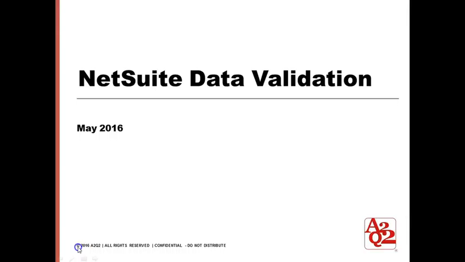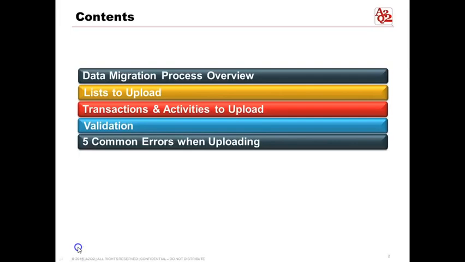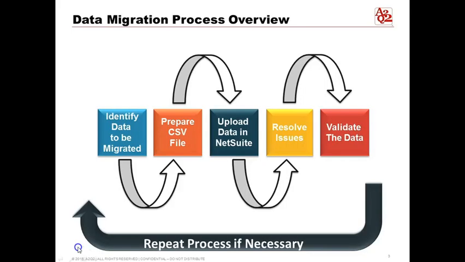In our many years of doing data implementations and consulting, one of the biggest mistakes we see people make is not doing enough data validation, and then people have to call us back to fix these problems. So we're going to give you some background on the data migration process. We're going to talk about the lists that were uploaded, the transactions and activities that were uploaded, and the two ways that you would do the validation, and also share with you the top 5 common errors that we see when we do our validations.